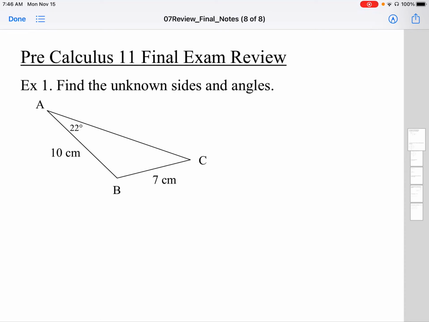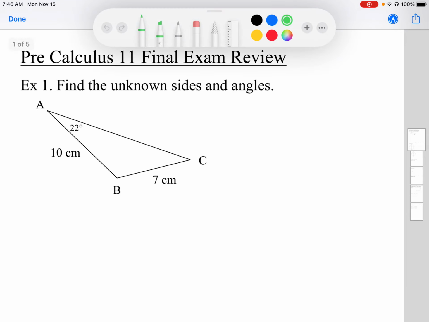So here we have a non-right triangle. With a non-right triangle, we should look to see if we can use either the sine law or the cosine law. In this case, we have an angle opposite and side opposite pairing. That means that we can use the sine law.